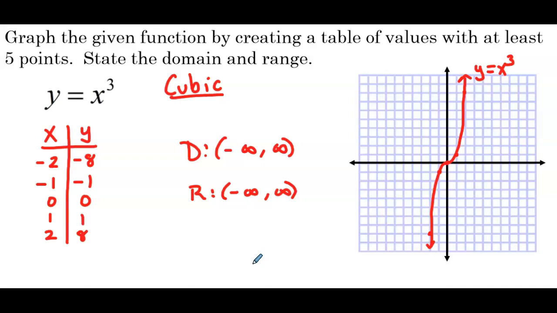Okay, so there's our next category. Cubic functions, all the graphs will look similar to the graph of the parent function, y equals x cubed, a domain and range, and our table of values. So this is a new one that we're adding to our set of parent functions.